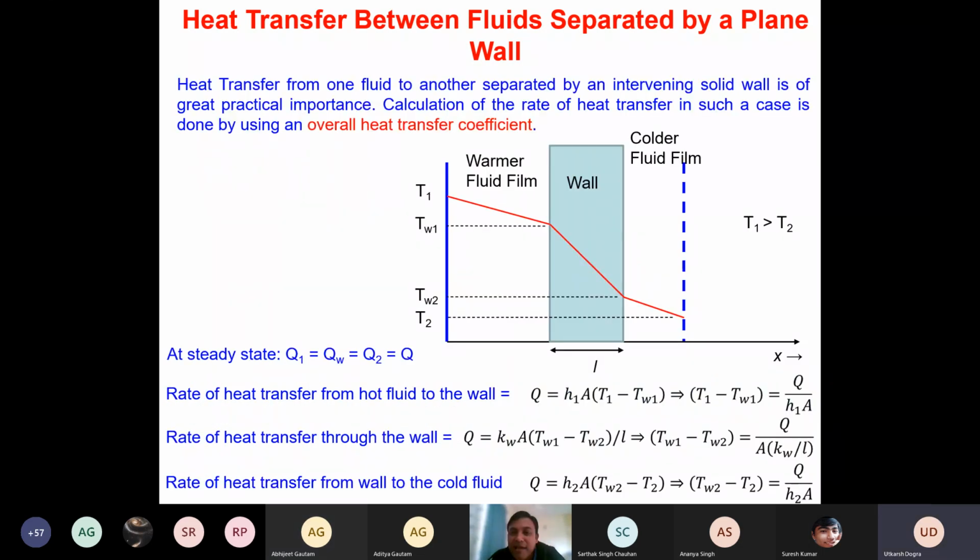Another simplification: let's say the warmer fluid is a gas, a gaseous medium, and the colder fluid is a liquid. Remember, gases have at least 1 or 2 orders of magnitude lower conductivity compared to liquids, isn't it? Yes, sir. So most of the resistance will be offered by the gas film outside this wall, instead of the liquid film.